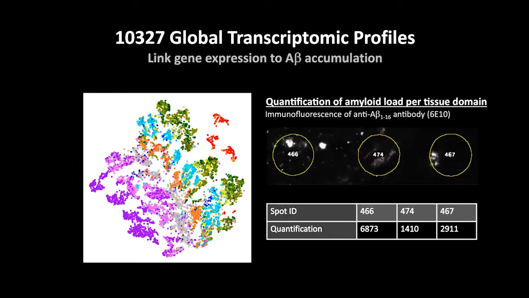The next step is we want to link those transcriptomic profiles to the amyloid-beta accumulation.